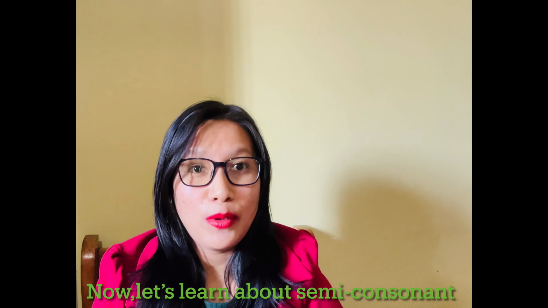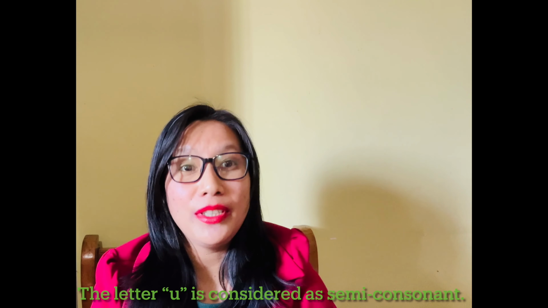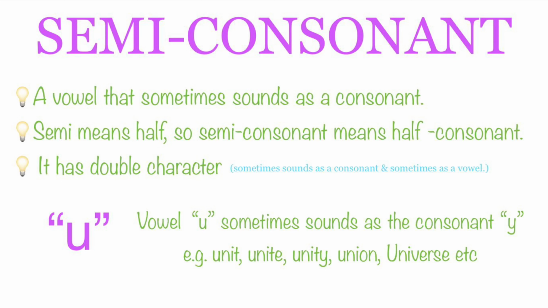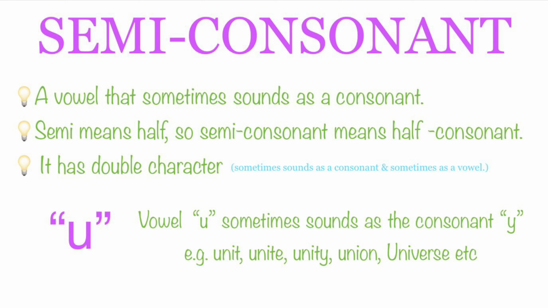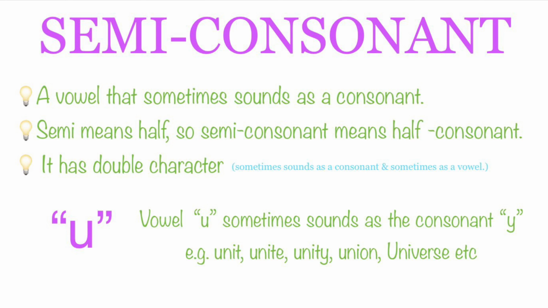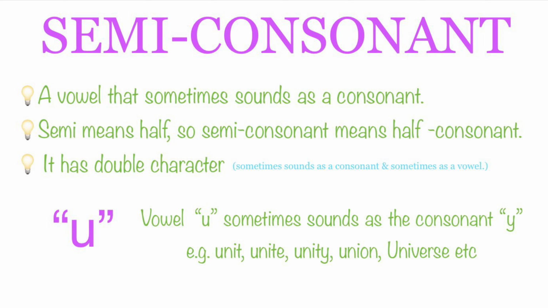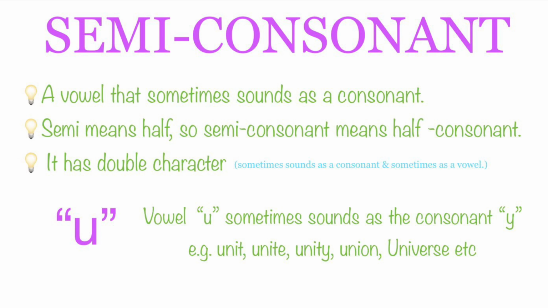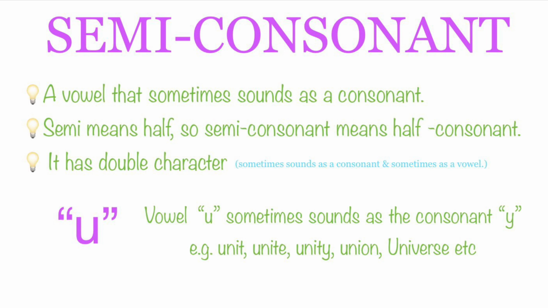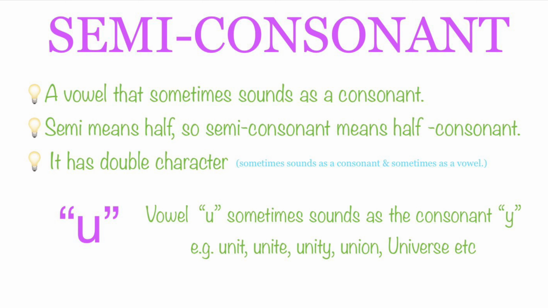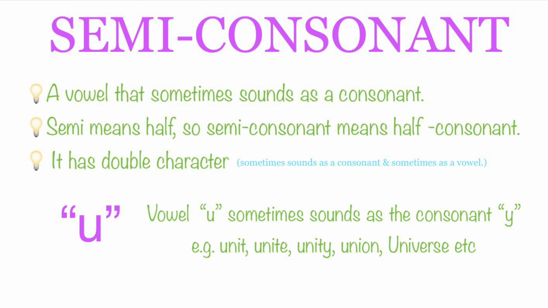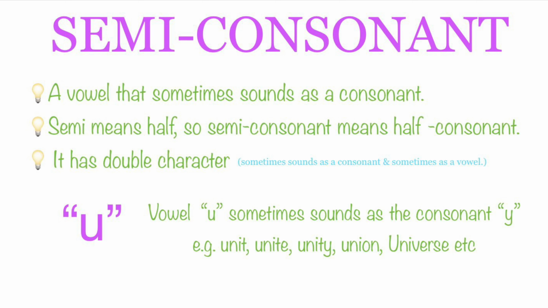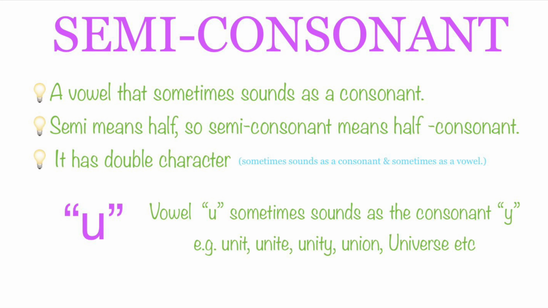Clear? Now let's learn about semi-consonant. The letter U is considered a semi-consonant. Let's see why. A semi-consonant is a vowel that sometimes sounds as a consonant. Semi means half, so semi-consonant means half consonant. It has double character. Sometimes it sounds as a consonant and sometimes as a vowel. The letter U is considered to be semi-consonant because vowel U sometimes sounds as a consonant Y.